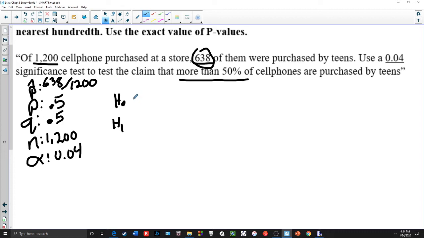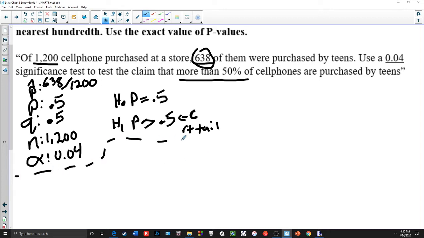So in this case, I'm doing a percent test, that's why I have the p's over here. My null hypothesis is that it's equal to 50%. And then my alternative is that it's more than 50%. And this is my claim, so I'll put a C there, so I know it's my claim. And because it's greater than, I know it's going to be a right tail, which is going to help when I'm deciding my p-value.